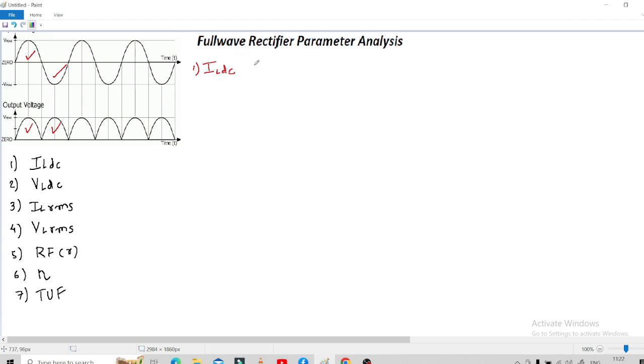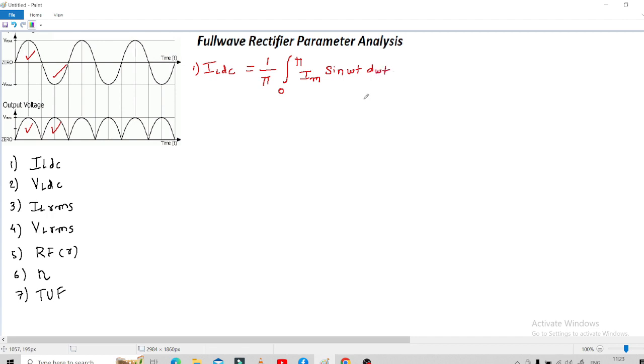And how to find the average load current here? So ILDC is nothing but 1 upon pi. In a half wave rectifier it was 1 upon 2 pi. Here it is 1 upon pi, with respect to 0 to pi, Im sine of omega t, with respect to d omega t.